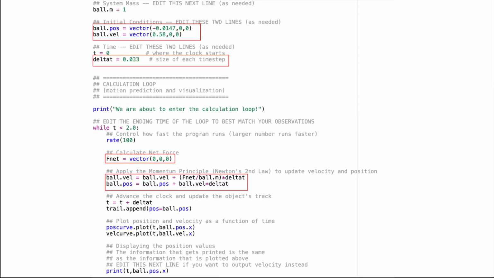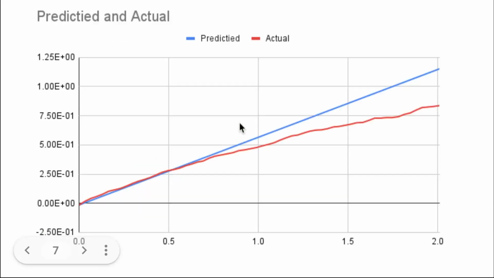And then in GlowScript, we updated some of the equations. I updated the position to give that same starting position that was in Tracker, as well as the initial velocity, and then the size of each time step was 0.033, and then FNet was 0, and then using the momentum principle, we update the velocity and the position so that it can give us that predicted data that we're looking for. And this is the graph that we got.